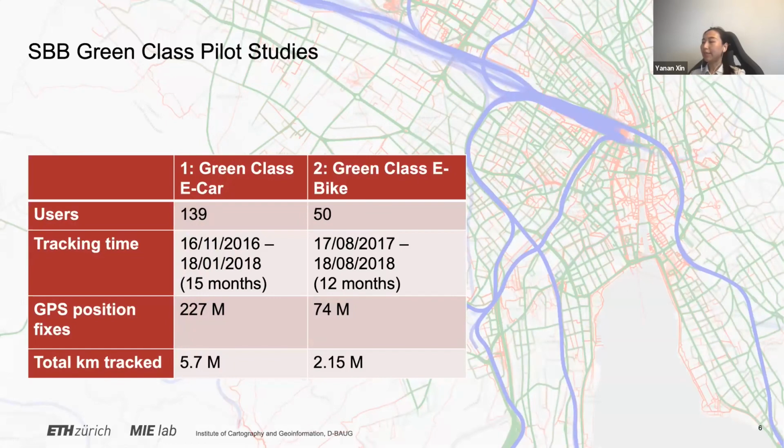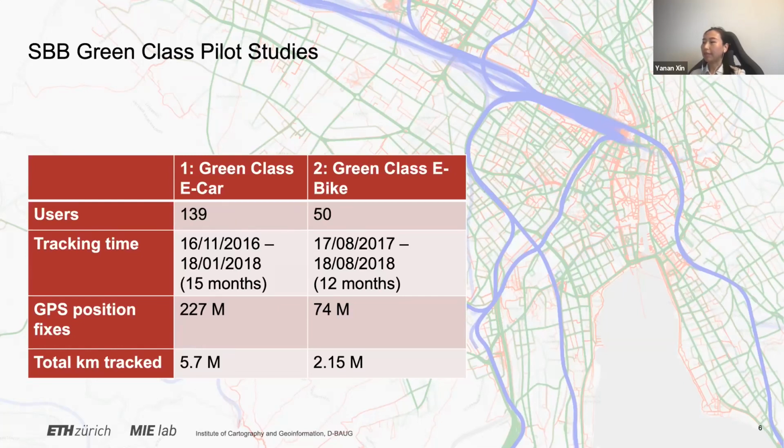In these studies, participants received a mobility as a service offer that gives them access to multiple mobility options for a fixed yearly rate. Participants in the first pilot study received a Swiss-wide public transport pass, a battery electric vehicle, a parking space at their local train station, and credits for car sharing and bike sharing services. In the second pilot study, an e-bike instead of an e-car was provided to participants.